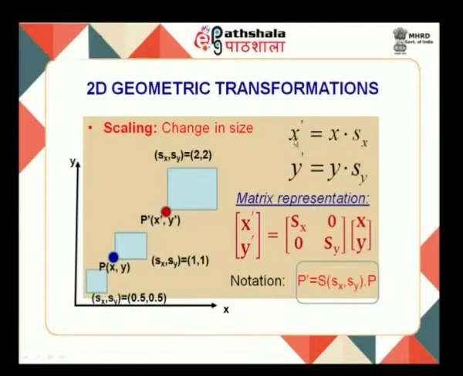So, we increase the size along the x direction and along the y direction. On the whole, the object size increases. So, it is basically multiplication. As you see in the equations, x dashed is equal to x multiplied by s x, and y dashed is equal to y multiplied by s y, where s x and s y are the scaling factors along the x and y directions respectively. These are constant numbers. The higher the values of s x and s y, the higher the scaling.